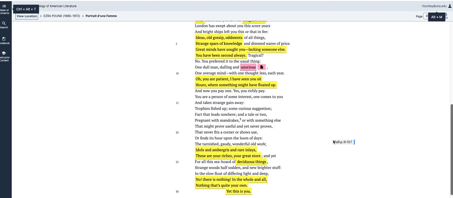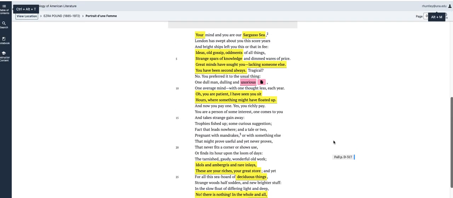So we have a poem about a woman who is related to the Sargasso Sea in the sense that ideas are brought to her and then they stick with her, right? And she offers something back to whoever is conversing, right? What does she get in return? She gets a sea hoard of deciduous things.